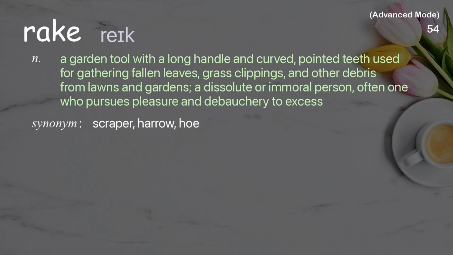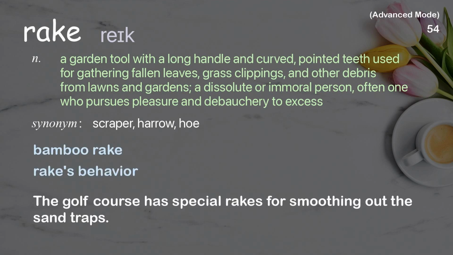Rake. A garden tool with a long handle and curved, pointed teeth used for gathering fallen leaves, grass clippings, and other debris from lawns and gardens. A dissolute or immoral person, often one who pursues pleasure and debauchery to excess. Examples: Bamboo rake. Rake's behavior. The golf course has special rakes for smoothing out the sand traps.